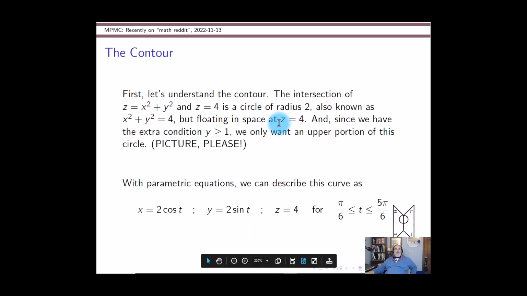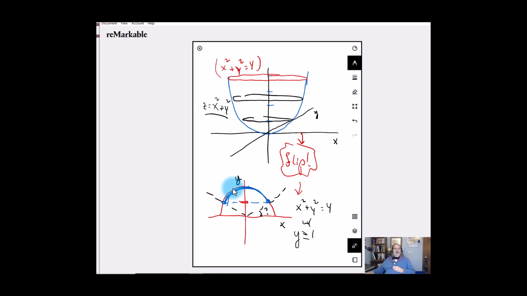Okay, so how do we parameterize a full circle? Well, it's x equals r cosine t, y equals r sine t. Here, the radius is 2. The full circle would go from 0 to 2 pi. Now, why are we not going to use 0 to 2 pi here? Well, again, that's because we're not using the full circle. We're only using this blue arc.